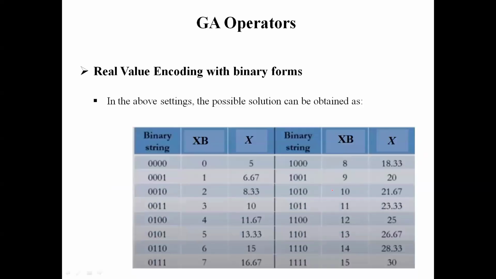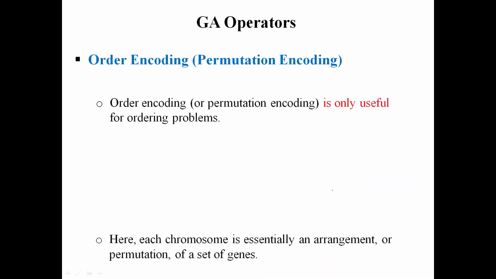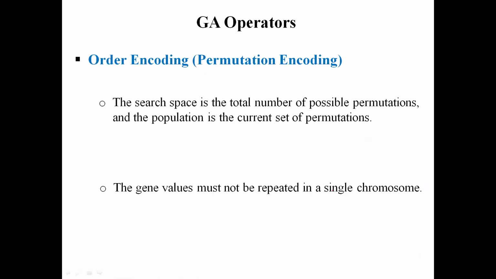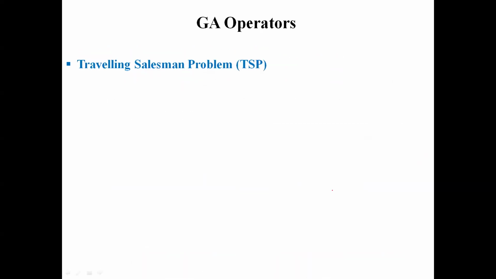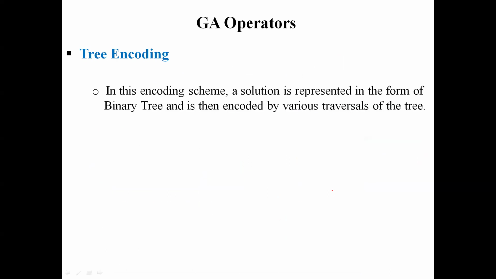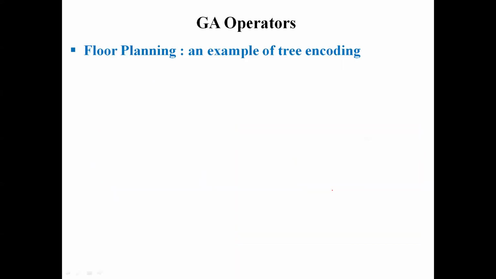Okay, this is another example with 4 bits. And order encoding, I'm just skipping it. Free encoding is another method.